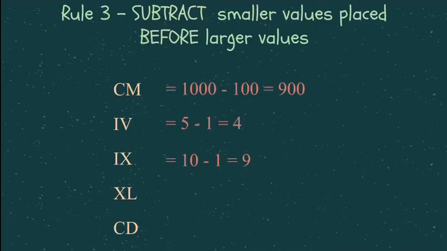Next example, XL. X is 10, correct, and L is 50. So XL will represent 50 minus 10, that is 40. The last example, CD. C is 100 and D is 500. So to find the value of this Roman number, you have to subtract 100 from 500. So CD represents number 400.